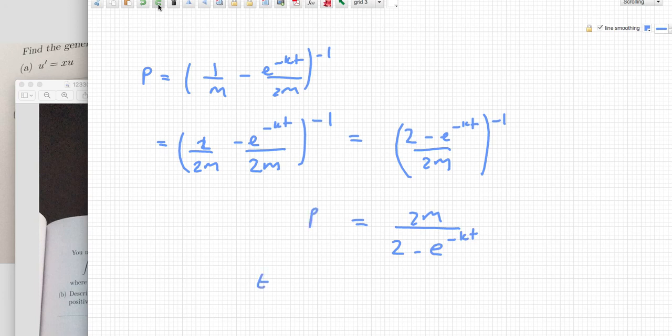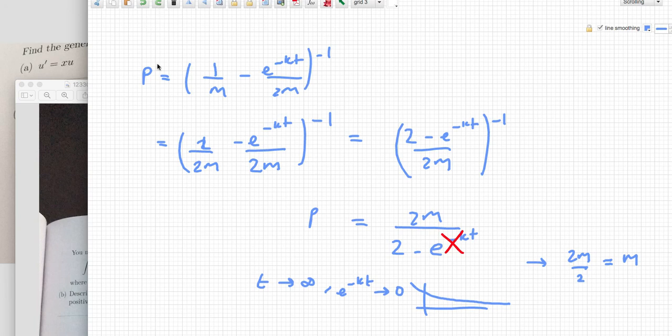So as t tends to infinity, gets very large, what's going to happen? Well, that's just going to disappear. It's going to go to nothing, which is quite a common situation in maths. I've drawn a little graph there to show you what it looks like. E to the minus kt looks something like that. As time continues, it's going to disappear to nothing. So we're just left with 2m over 2, which is equal to m. So at the end of all that, you find that the solution is m, but only as t tends towards infinity. For smaller values of t, that's not the solution. This is.